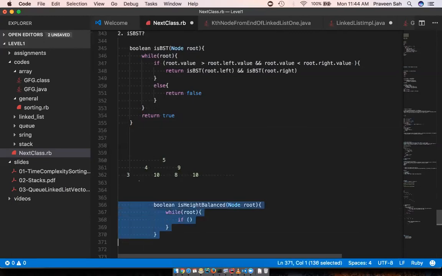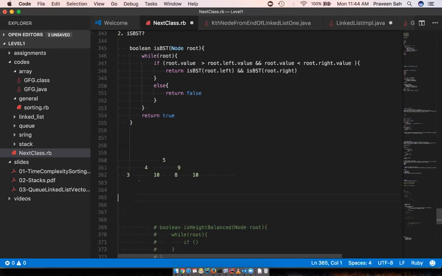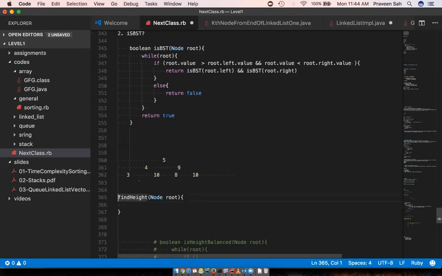Okay, so before we solve this, let's just solve another question. Find the height of a node in a tree. What is the height of any node given? What is the height of the root node? Can someone implement this first? Find the height of the tree, where the root node is given. What is the height of the tree? How will you write the code?